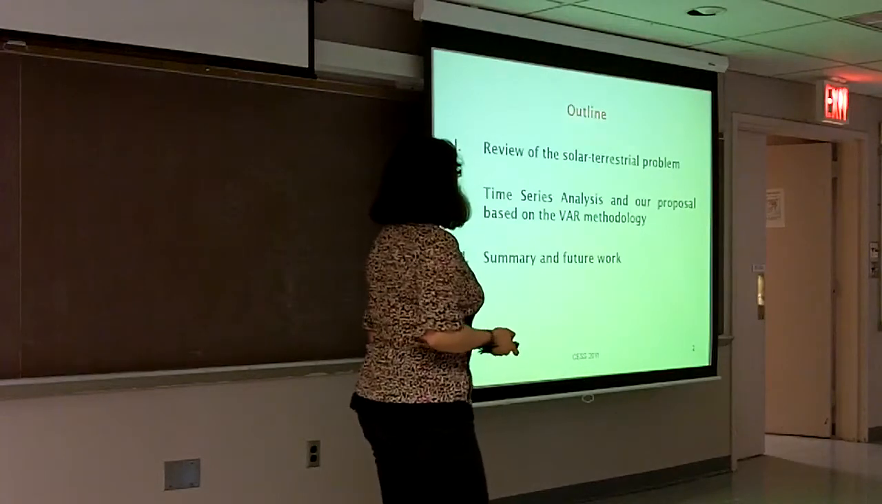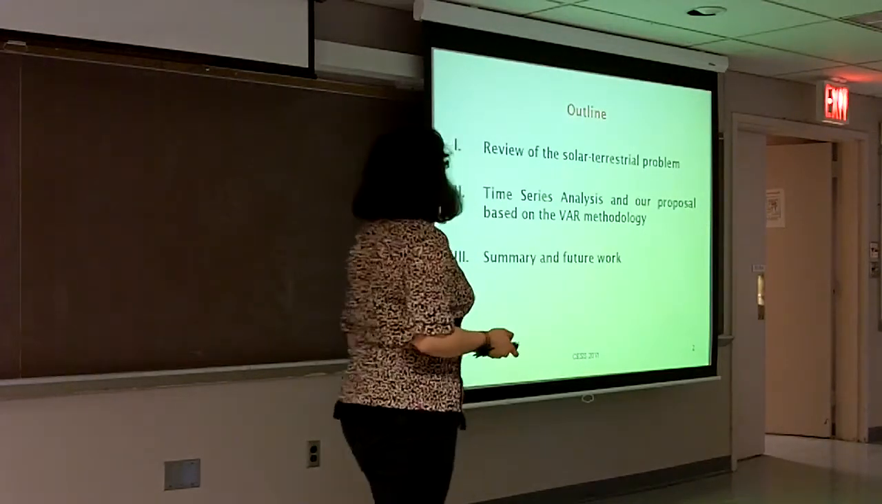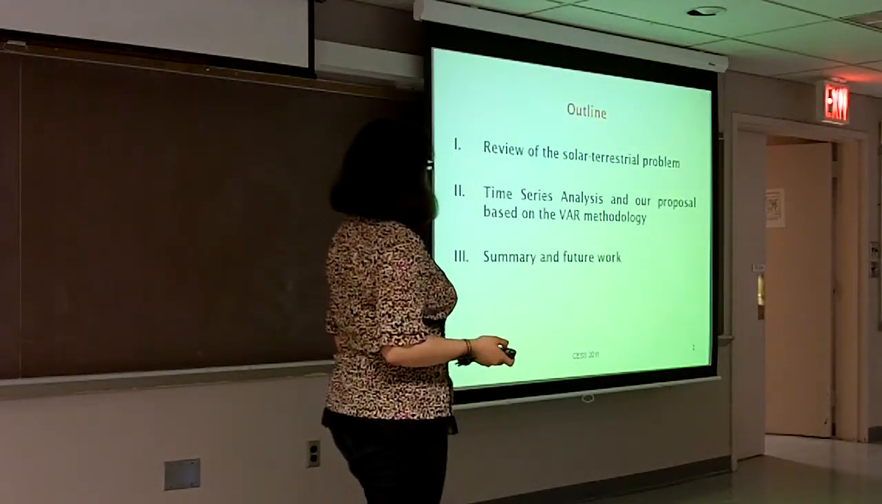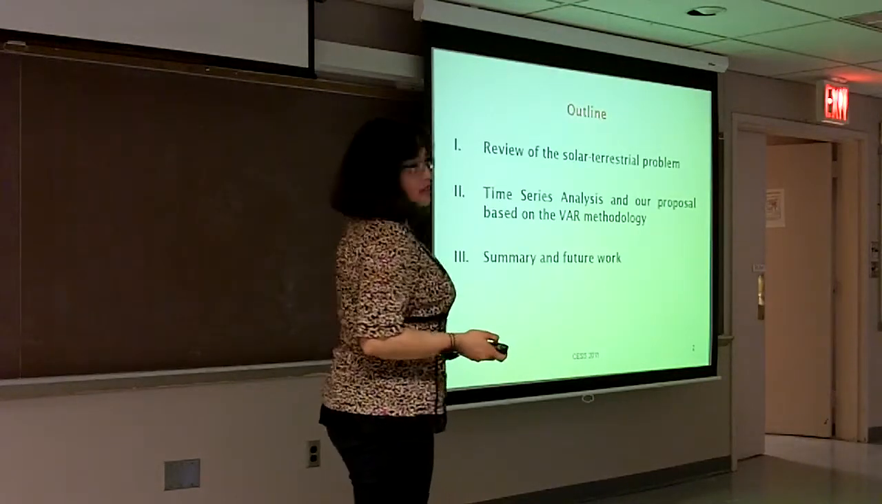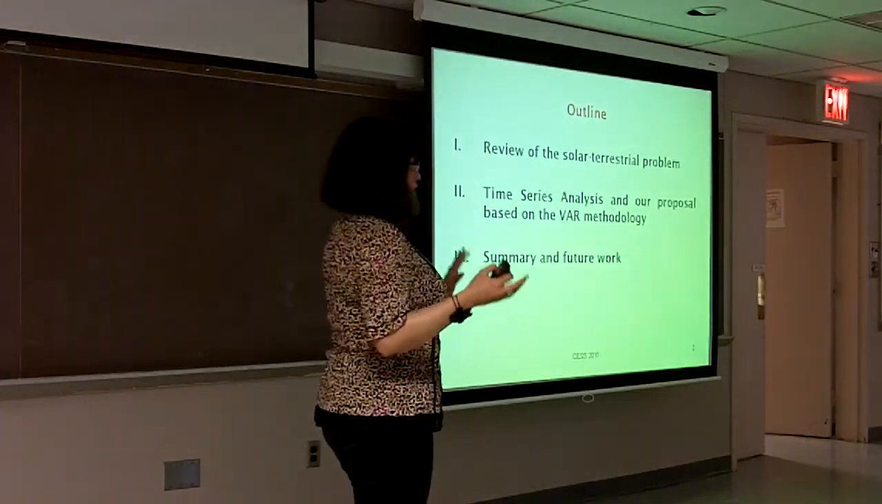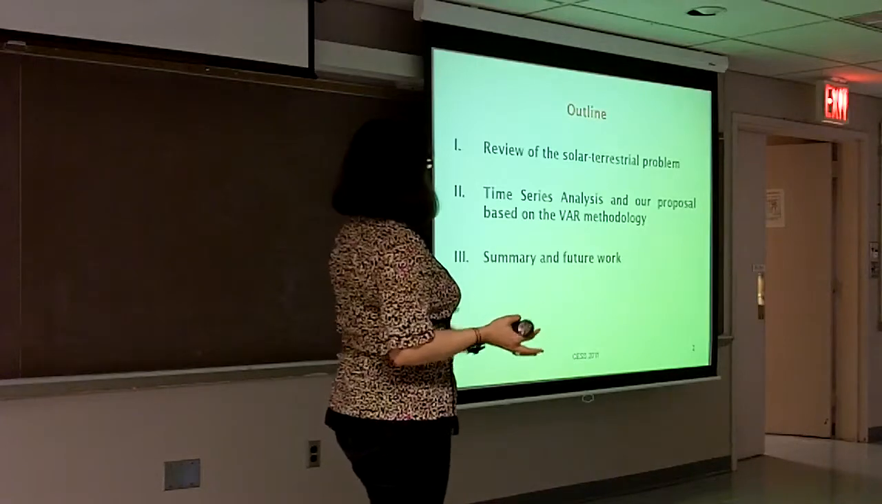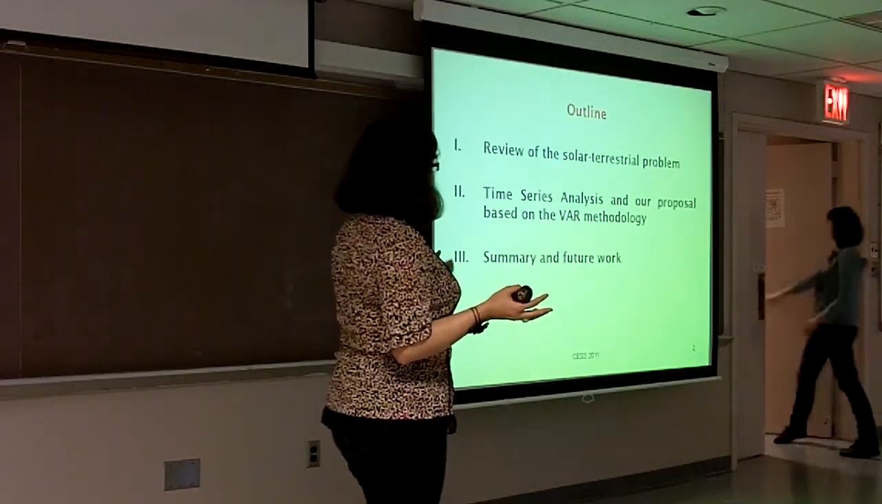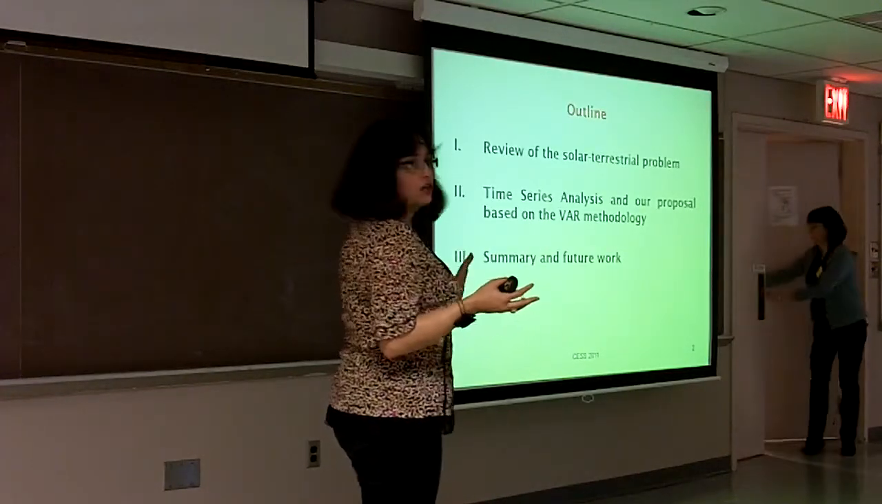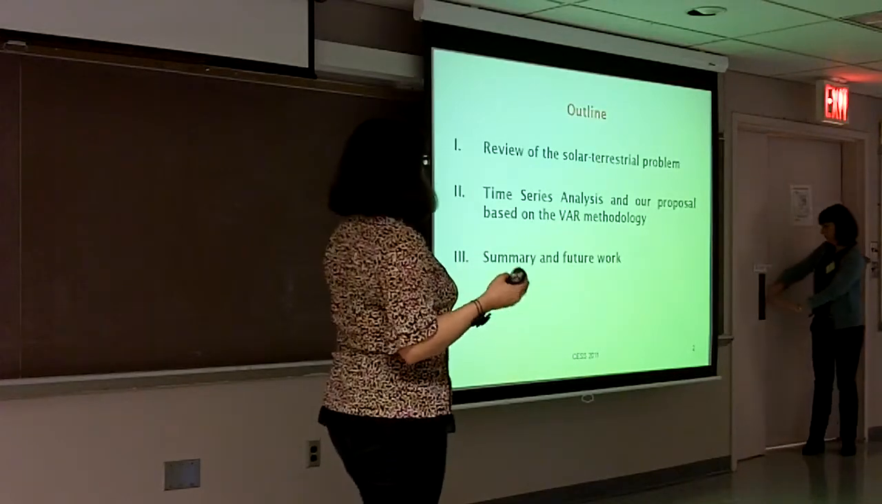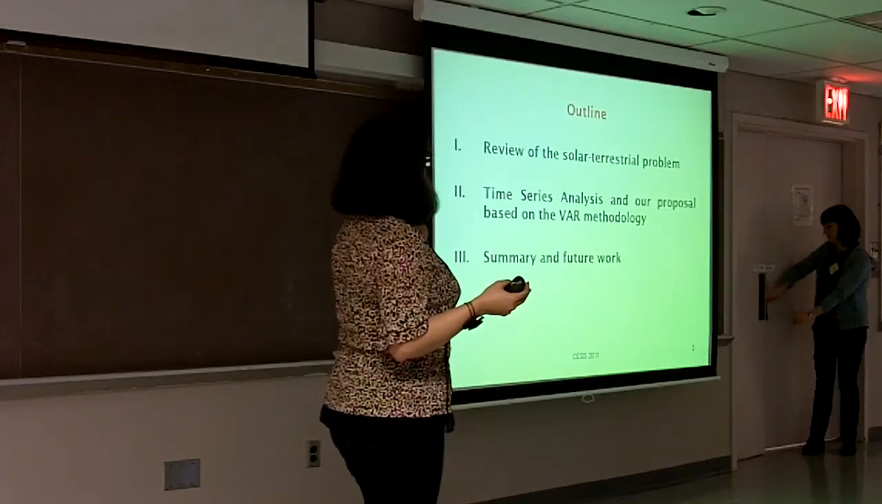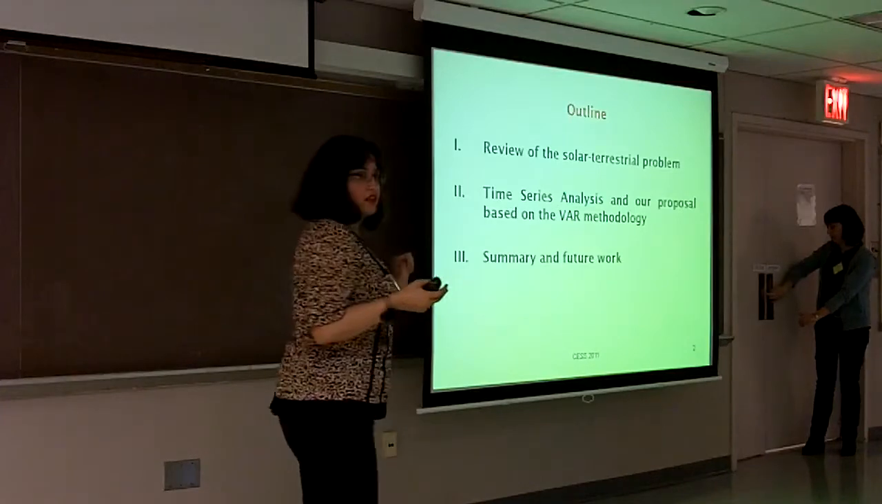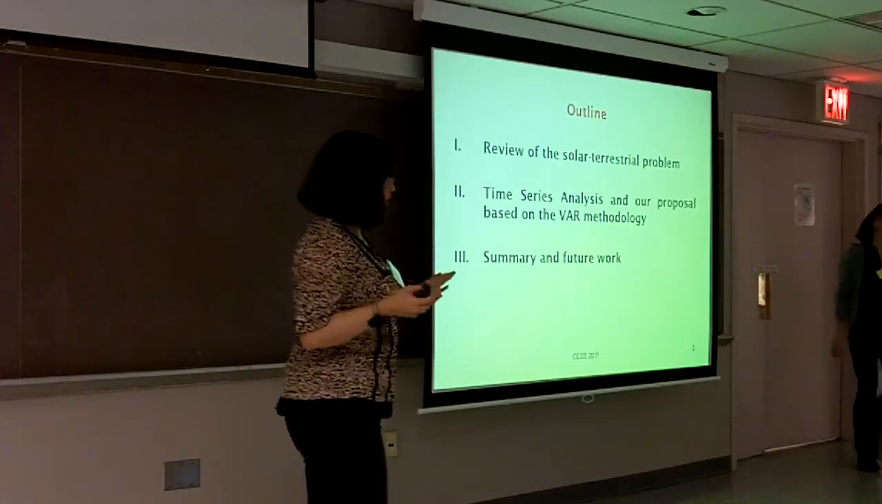In the first part, I will give you a brief review about the solar system, about the solar terrestrial problem. In that part, I will talk a little bit about the solar activity itself, and then I will introduce you to some of the important concepts about the terrestrial climate, and finally, I will talk about the solar terrestrial problem, which is a very important issue.